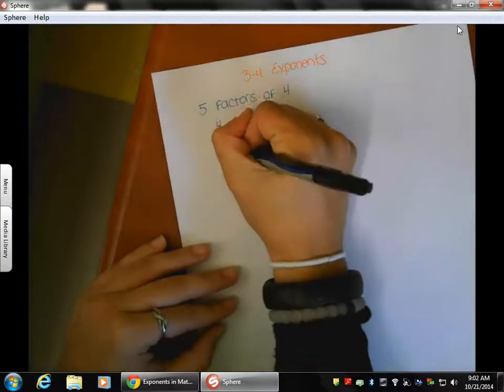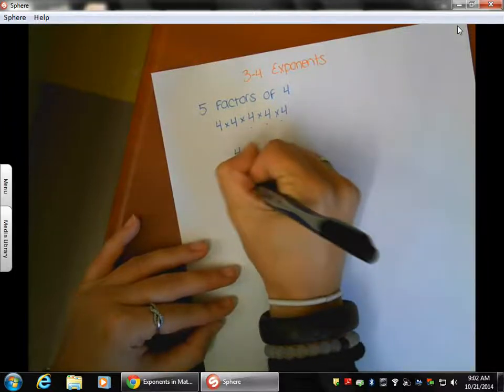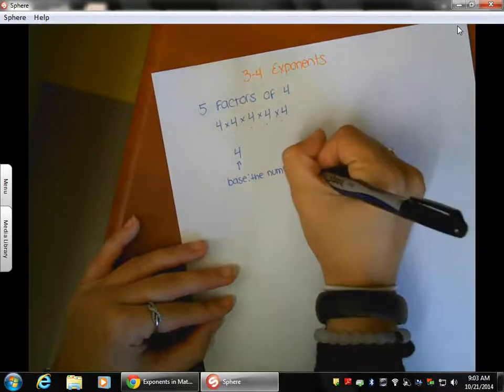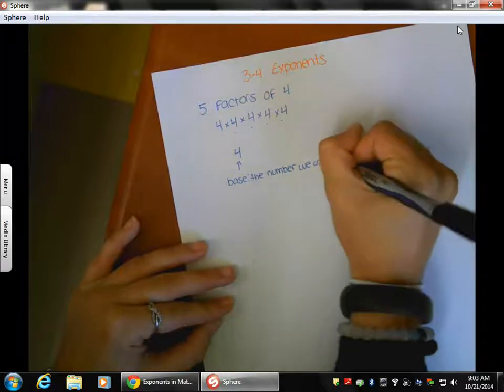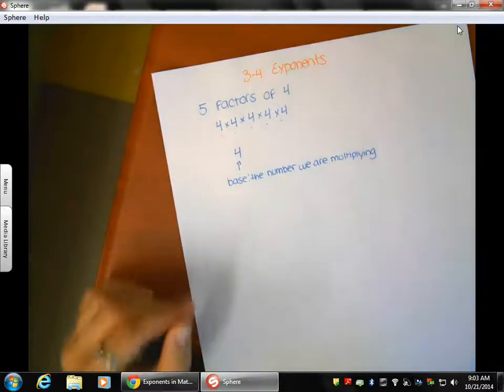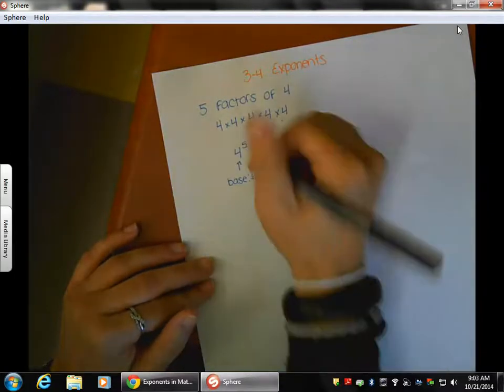However, there is an easier way to write that with an exponent. An exponent is a little number that goes up in the corner of our factor that tells us how many times we should multiply it. So, an exponent looks like this. If we want to multiply 4, which is our base, the base is the number that we are multiplying. And let's count again how many times. We want to do it 5 times. So if we multiply it by 5, this is our exponent.